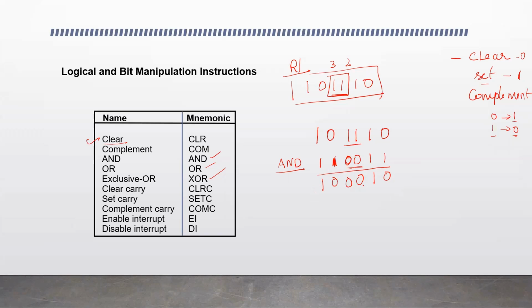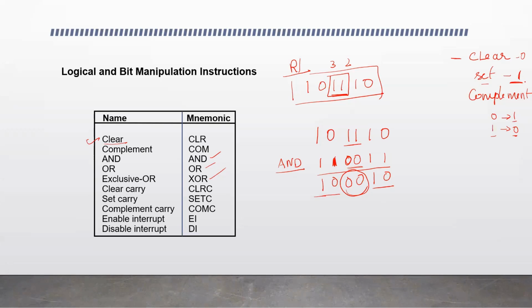Now, if you observe the result, the first bit is 1. Here in the result we have 1. The second bit is 0, it is 0 in the result. And the other two bits, the least significant bits, 1 and 0, are not changed. Only the two bits that we wanted to clear are cleared. This way we can selectively clear the bits of an operand using AND operation.